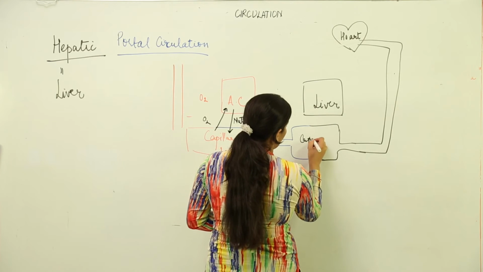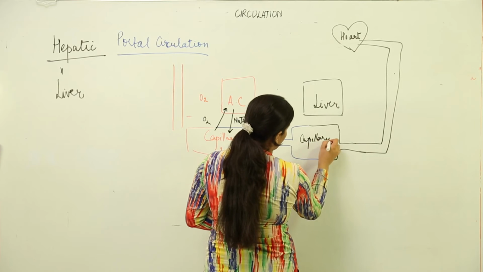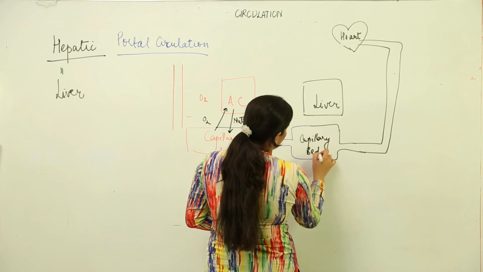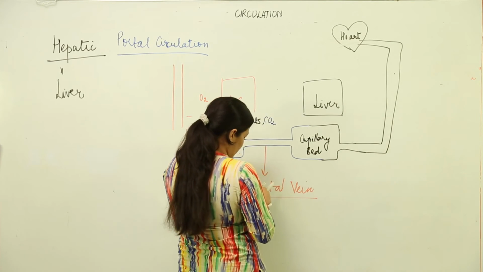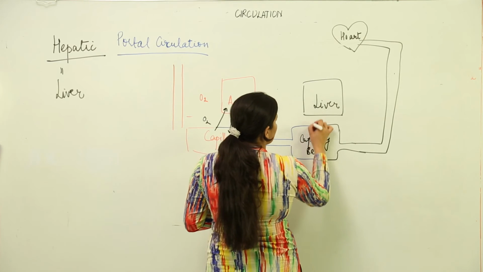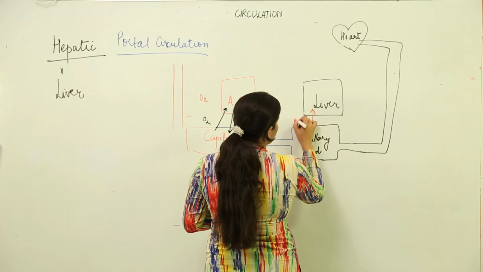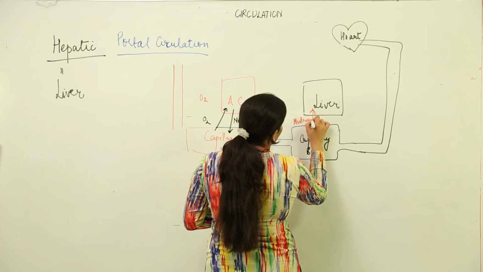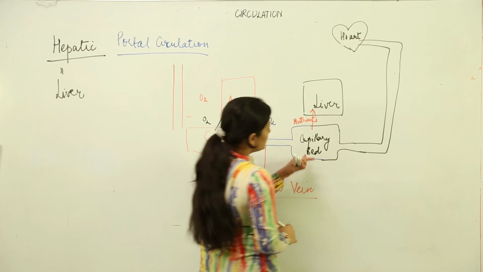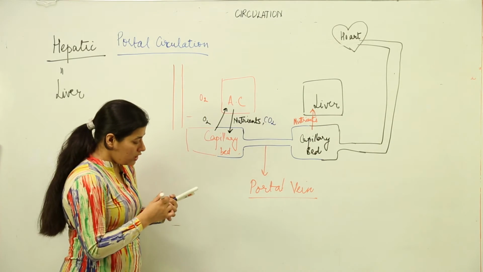Again, we have another capillary bed. So there are two capillary beds which are associated. There are two sites of exchange, and there is exchange of nutrients again to the liver, where it would do the rest of the processing. So this is all about the portal system.